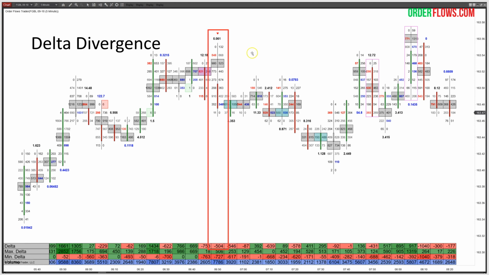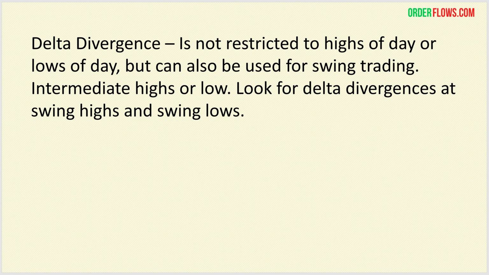Here's another example. New or equal high, negative delta, red candle, the market sells off. So the thing is, what people sometimes don't realize is delta divergence is not necessarily restricted to highs of the day or lows of the day. You can use it if you're a swing trader, right? If you're looking for intermediate highs or lows, look for divergences at swing highs or lows.